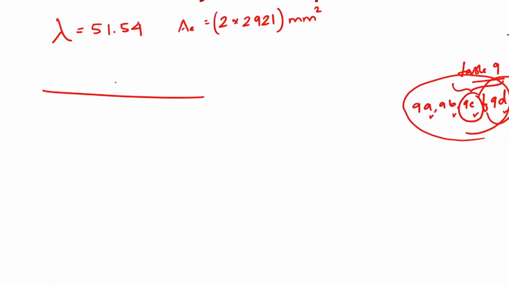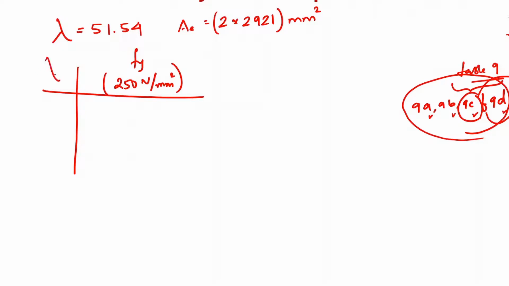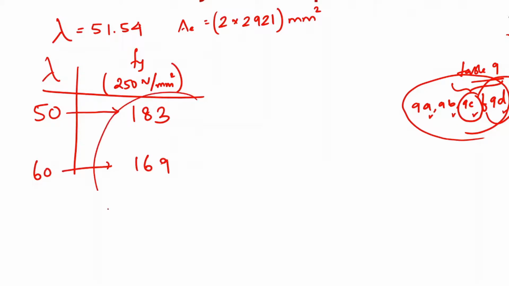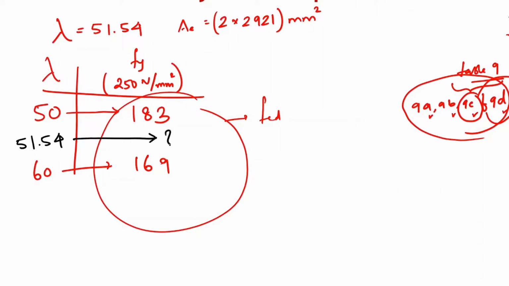Okay, let me write that table here. This is my yield stress of the material, 250 Newton per mm square, mild steel. And here is the slenderness ratio. I have the value for 50, that is 183, and the value for 60, that is 168. This value in the table is the design compressive stress FCD. Now I need to know the value of design compressive stress FCD for 51.54.